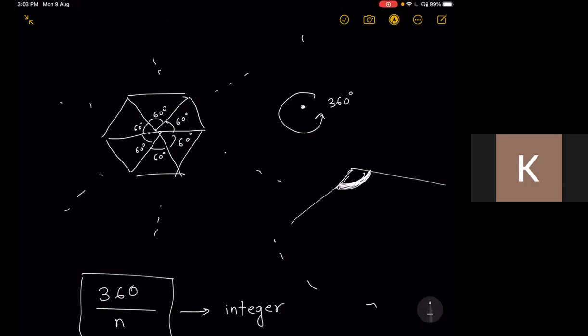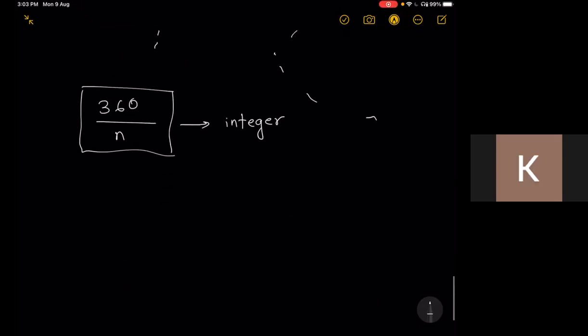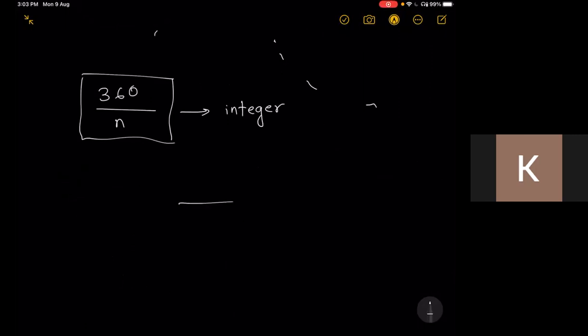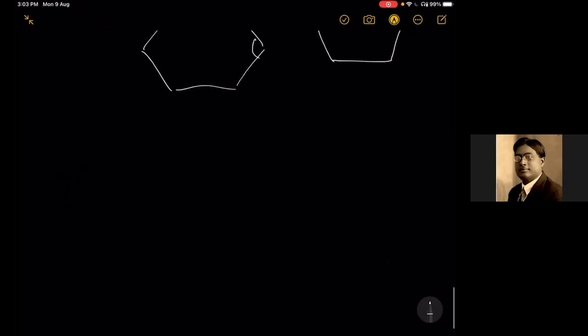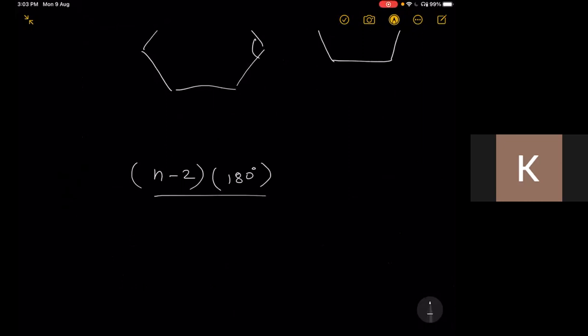How much complete is it? Complete angle. For an n-sided regular polygon, what is each angle? It is (n minus 2) into 180 degrees by n.